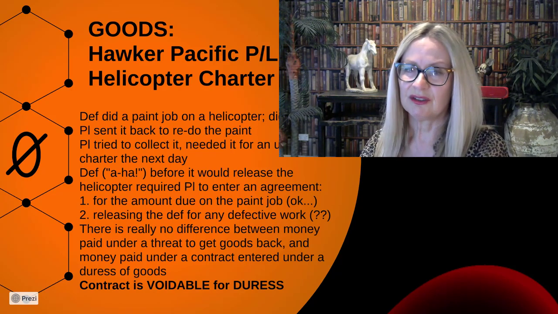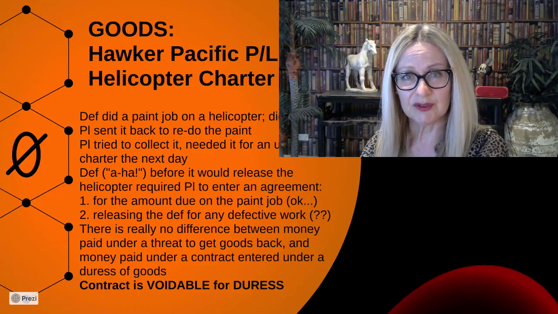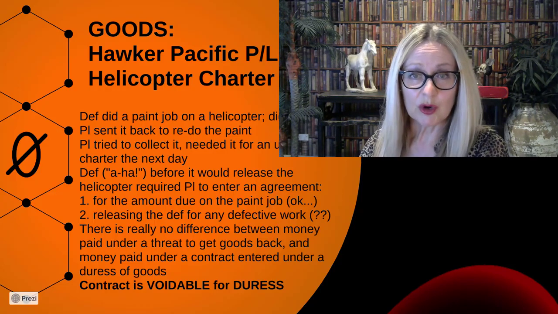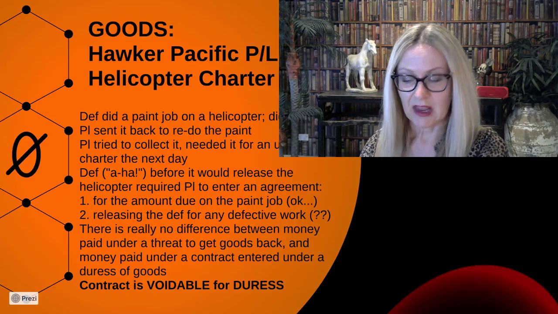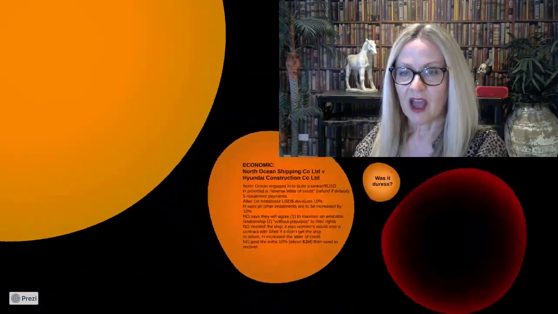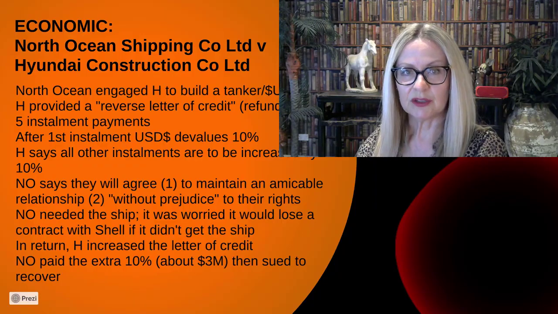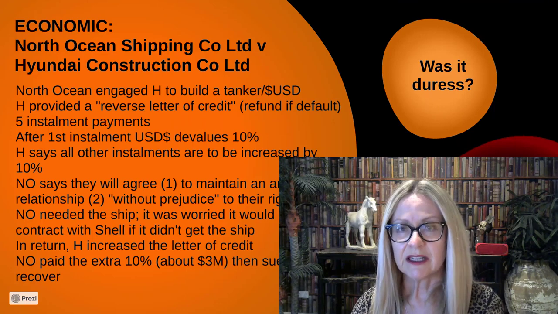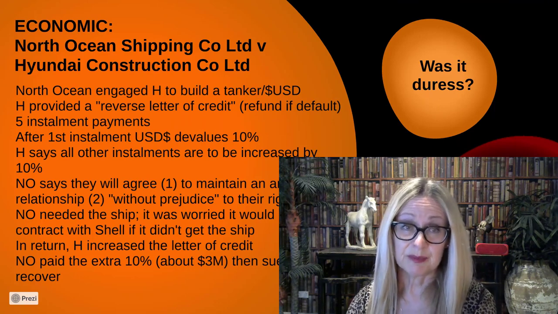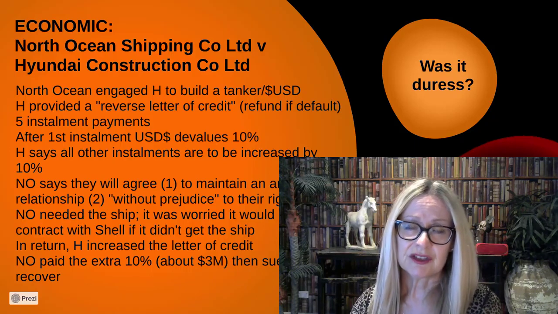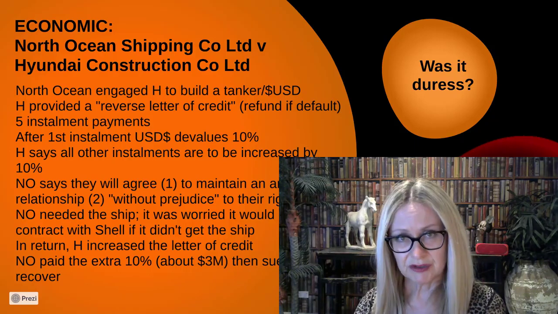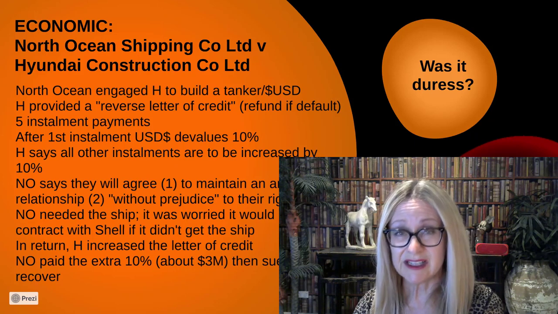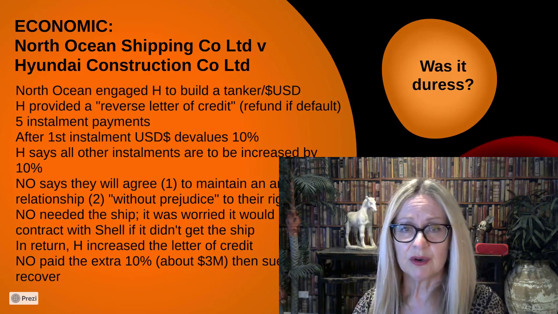And so, you guessed it, duress of goods was successful in that scenario, and the contract was voidable. So that's Hawker Pacific and helicopter charter, and that's duress of goods. The final case that we need to look at is a case of economic duress. Now, this form of duress is the new kid on the block so far as this particular vitiating factor is concerned. Obviously, duress started out with duress of person, expanded to duress of goods, but for a long time there was resistance to the notion that you should be getting relief for threats to your economic well-being.